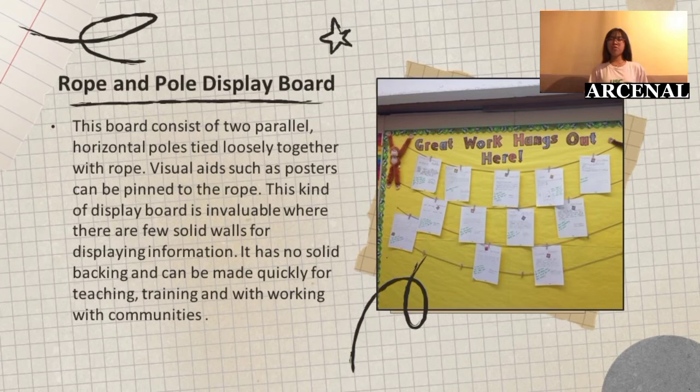Next, we have a rope and pole display board. This board consists of two parallel horizontal poles tied loosely together with rope. Usually, visual aids such as posters can be pinned to the rope, and this kind of display board is invaluable where there are few solid walls for displaying information. It also has no solid backing and can be made quickly for teaching, training, and when working with communities as well.